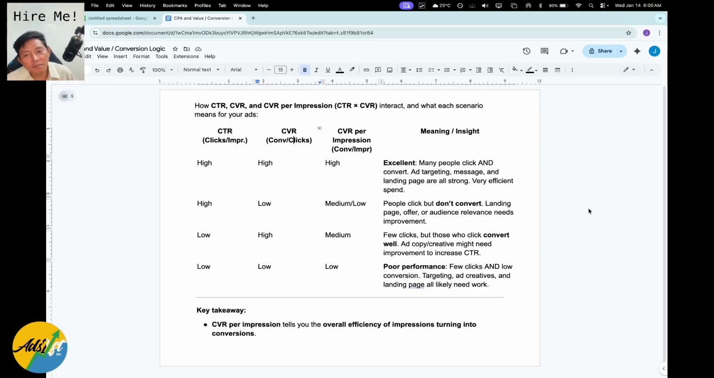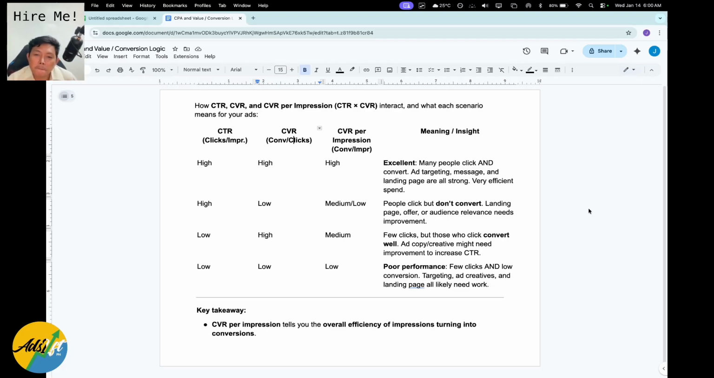So high means excellent, meaning many people click and convert, and the ad targeting, messages, and landing page are all strong. It's very efficient in terms of spending if the conversion per impressions is a high percentage.